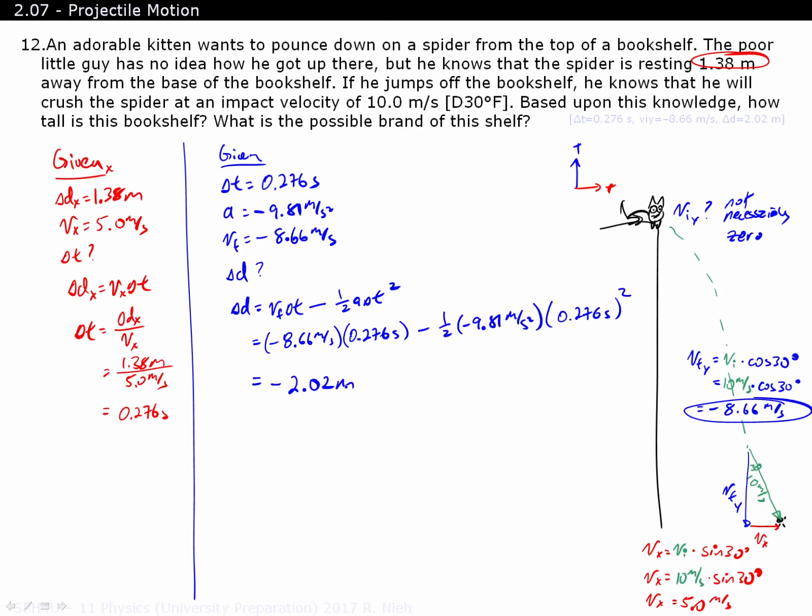And since the cat has fallen 2.02 meters, therefore, this special type of bookcase, where if you look on IKEA, this is known as the Billy brand. So this Billy bookcase must be the type of bookcase or bookshelf that the cat jumped off of.